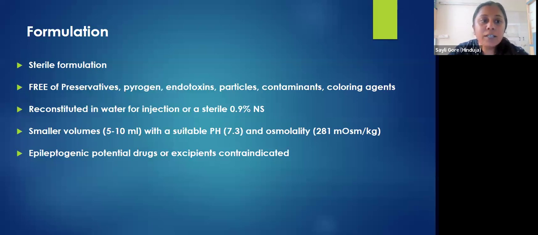So what formulation is used? Sterile form, any antimicrobial which is sterile and free of preservatives, pyrogens, endotoxins, particle contaminants or coloring agents. And the ones that are allowed to be reconstituted in 0.9% NS or water for injections. I just mentioned smaller volumes are required, with a suitable pH of 7.3 matching the CSF pH, and an osmolality of 281 milliosmoles per kg, again matching the CSF. And along with this, the intracranial pressure as well. Epileptogenic potential drugs or even excipients in the formulations are contraindicated.